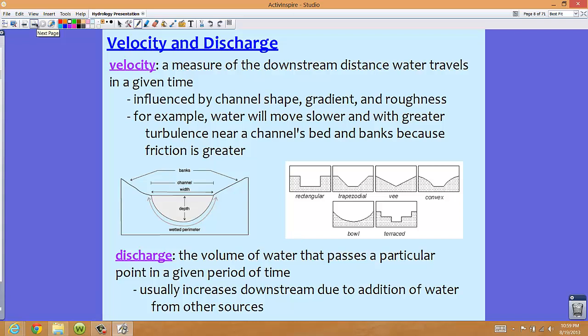So velocity and discharge are very important to understand as we move along and start talking about some of the other things about rivers. So velocity is the speed, discharge, the volume or amount of water.